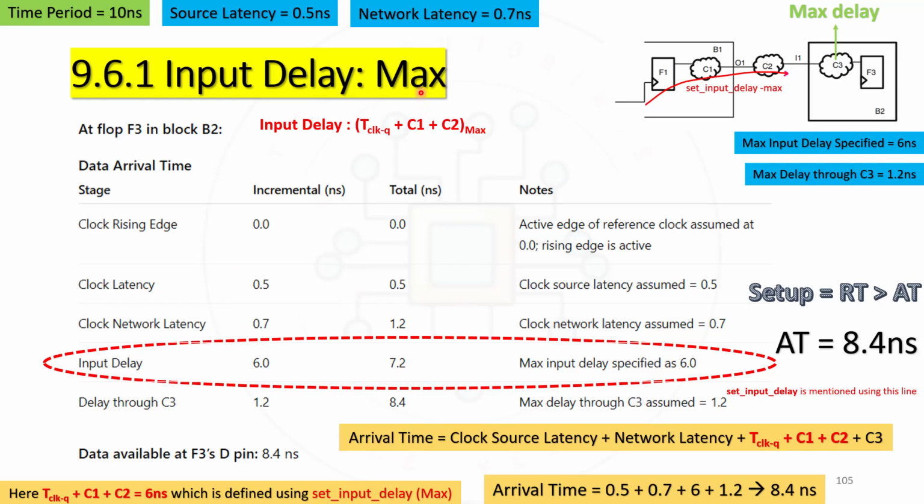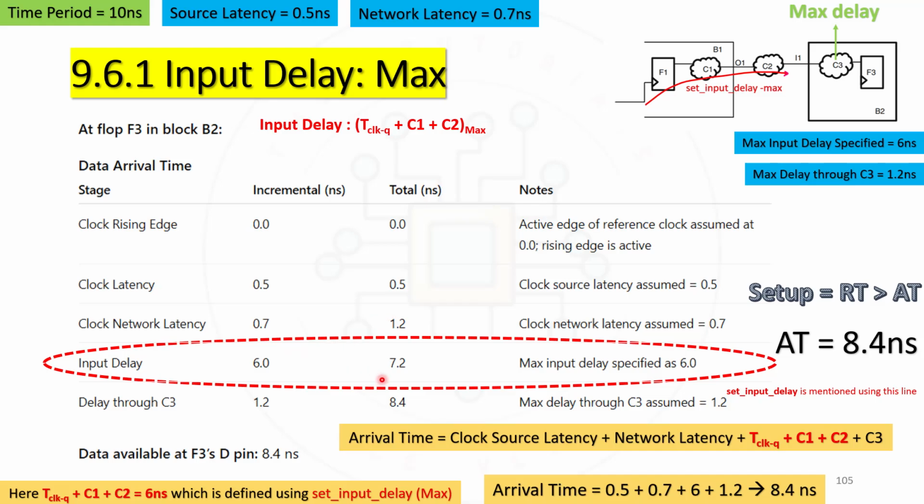Next, coming to input delay. Here we are doing it for max. This will be set input delay hyphen max, which means it is taking some maximum amount of time to reach from this point to the input port of block B2. It will have some clock to queue delay followed by C1 delay followed by C2 delay, which is indicated with set input delay space hyphen max. That value I am taking as 6.